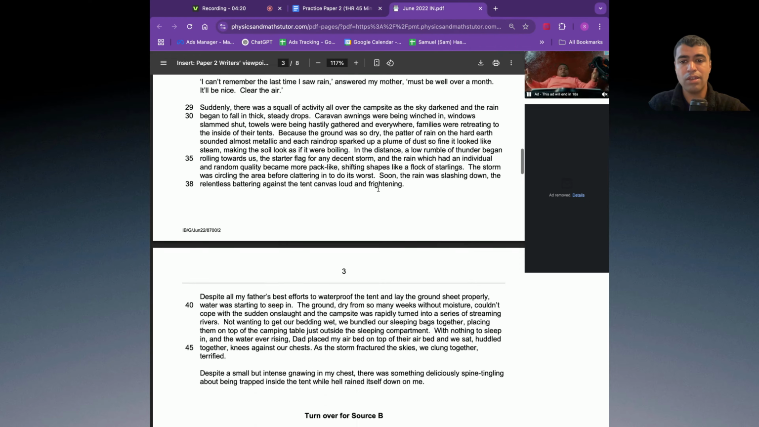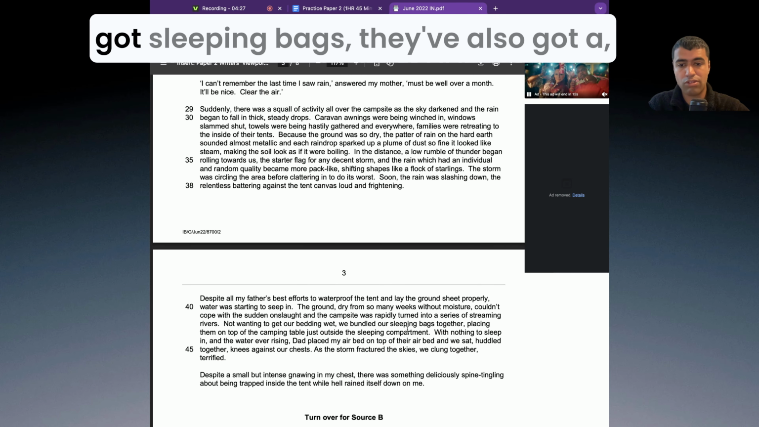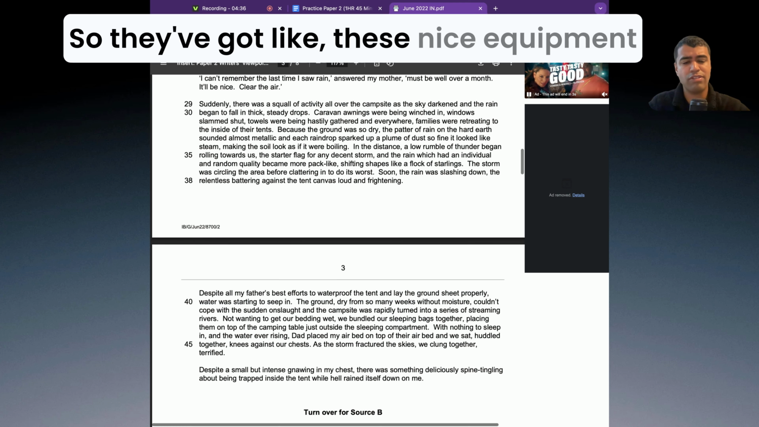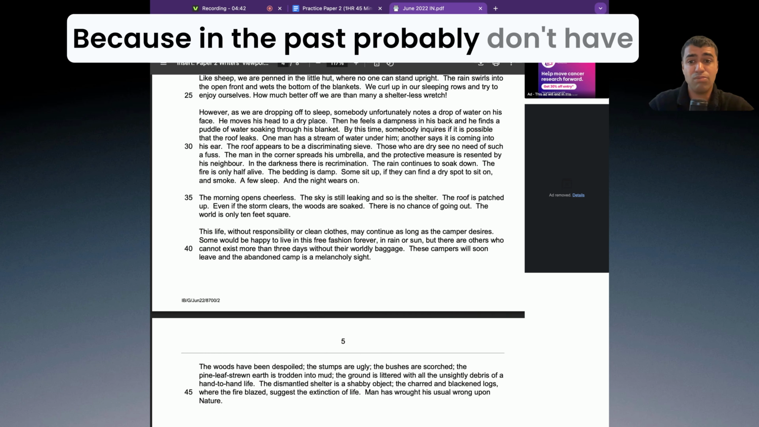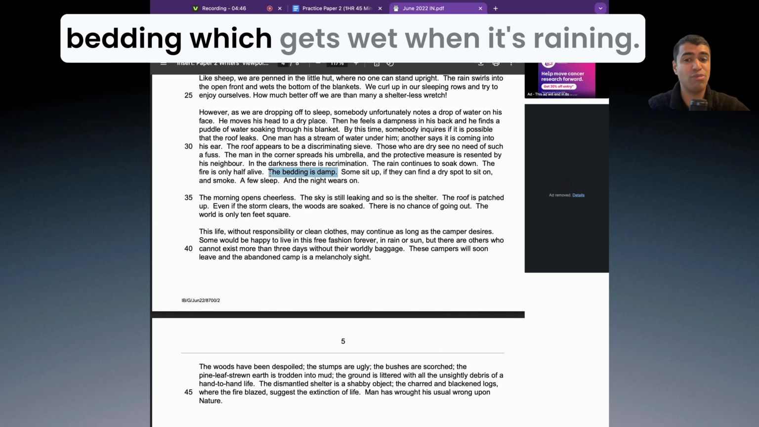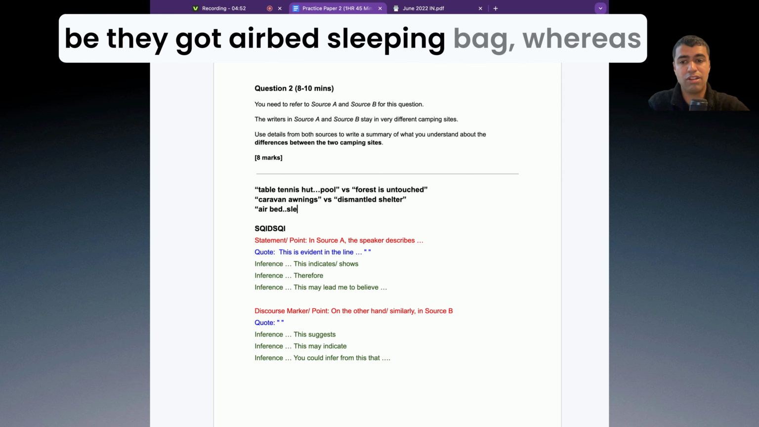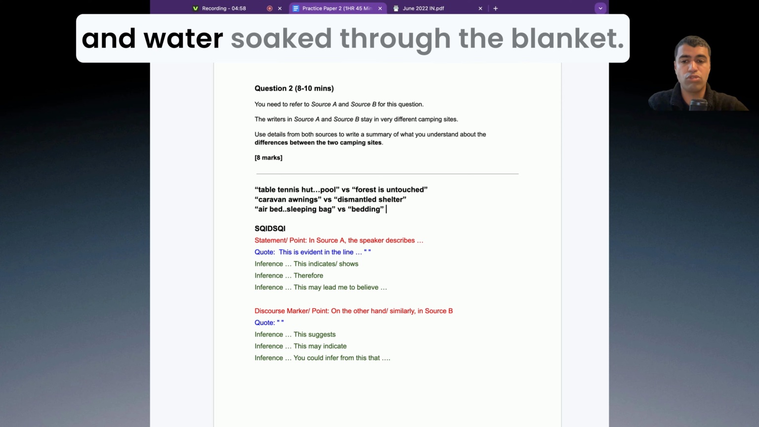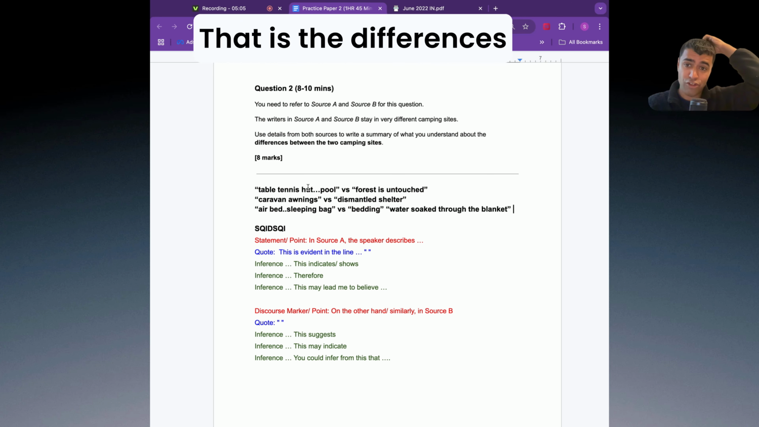And let's find one more just for the sake of it. We can see in source A, they're staying in tents. And in the tents, we can see that they've got sleeping bags. They've also got a ground sheet. They also got an air bed. So they've got nice, modern equipment for sleeping. Whereas in the second one, they haven't got any such thing because it's in the past, they probably don't have that technology. And they just have bedding, which gets wet when it's raining. So the last difference could be airbed, sleeping bag, whereas the other one is just bedding and water soaked through the blanket. So there you go. That is the differences between the campsites.